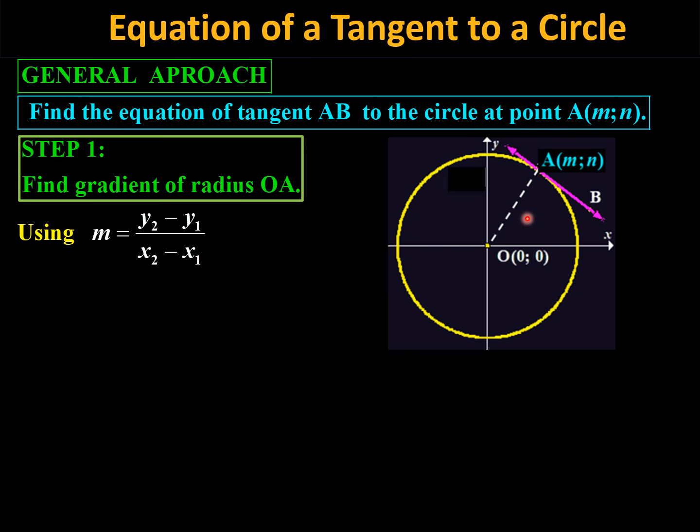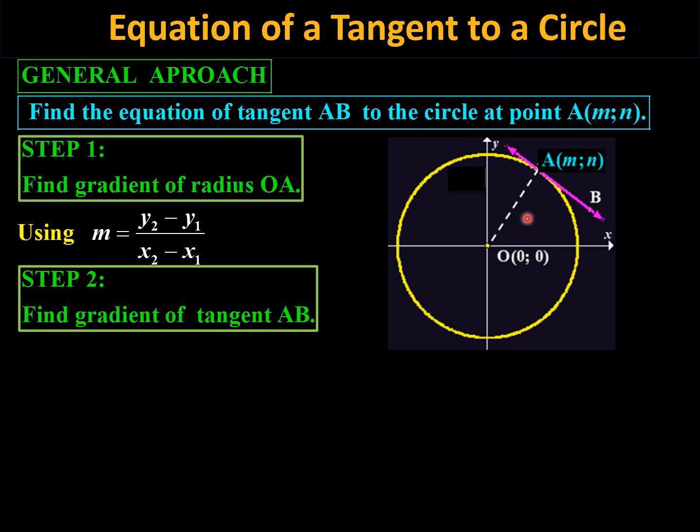Next, I can use that formula to find the gradient. So once you calculate the gradient, I now need to find the gradient of the tangent. But I need to know a property about a radius and a tangent there. That's correct, they are perpendicular. So I can use that gradient of the radius to find the gradient of the tangent. For example, if this one is 4, the tangent will be negative 1 over 4. If this one is 2/3, that one will be negative 3 over 2.